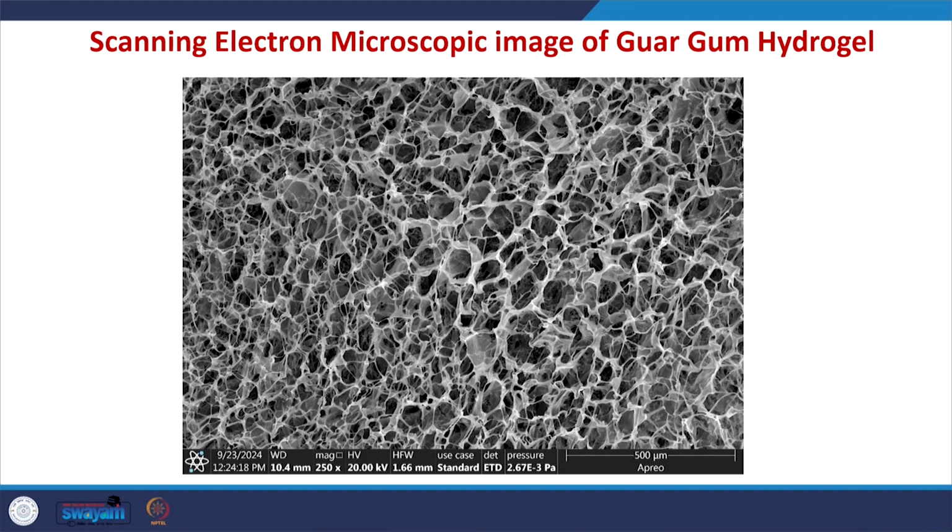The scanning electron microscopic image of guar gum hydrogel reveals a well-defined porous structure. The porous nature of a hydrogel is important because it facilitates the efficient movement of fluids and molecules within the gel. This makes it ideal for applications such as drug delivery, tissue engineering, and wound dressings, where the ability to absorb and release substances as well as provide space for cell growth and migration is crucial. The size and interconnectedness of pores can be precisely controlled to optimize these functions depending on the specific application.